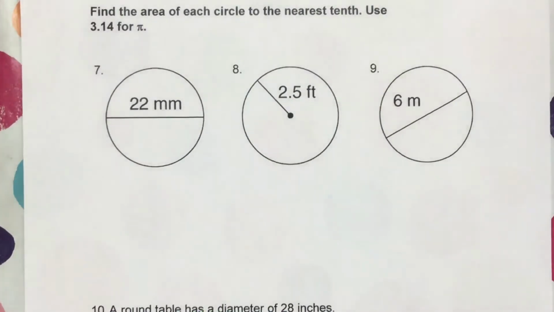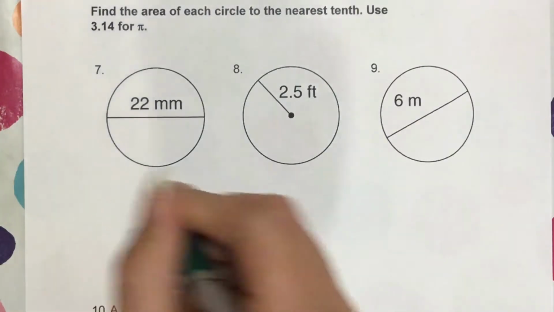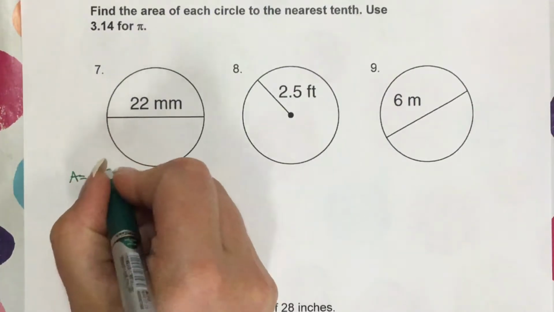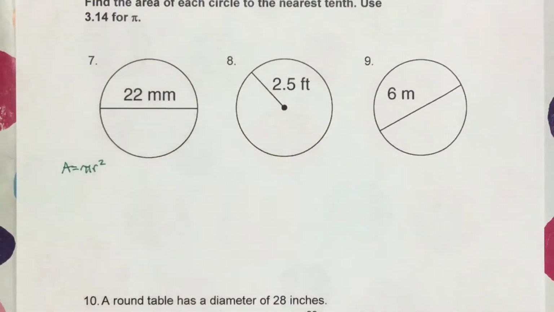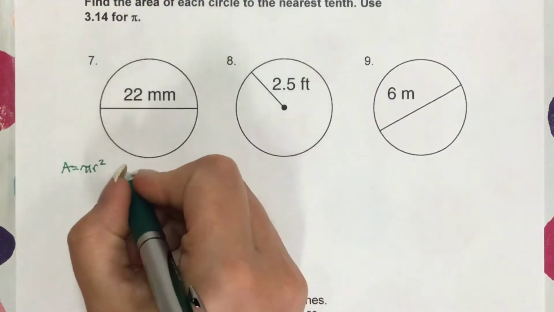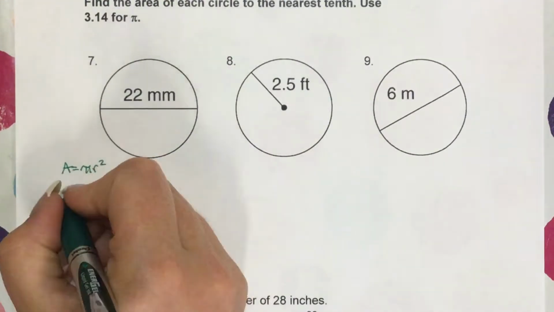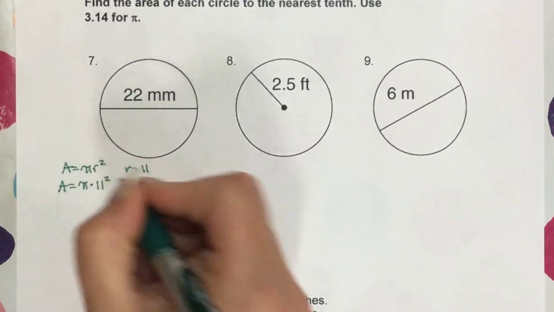All right, we are back with problem 7. Okay, we're finding the area of problem 7. So we're going to go ahead and write down our formula first. So the area equals pi r squared. Our radius, they're giving us the diameter right here, and the radius is half of the diameter. So half of 22 would be 11. So that means our radius is 11. So we're going to go ahead and substitute that in. We have area equals pi times 11 squared.